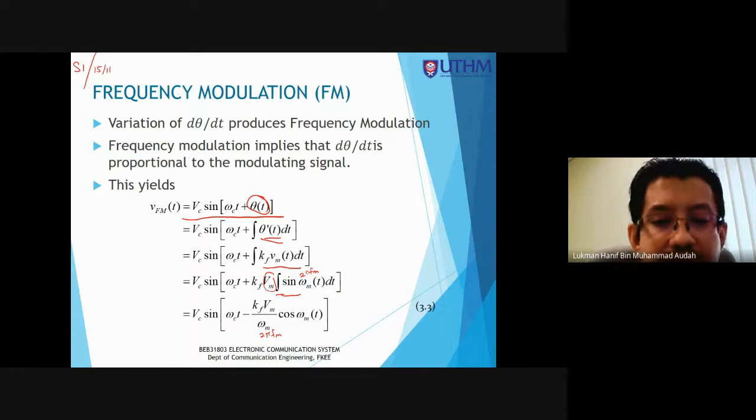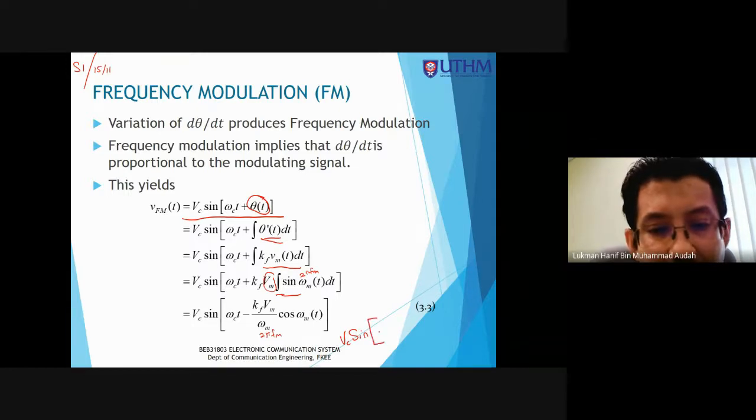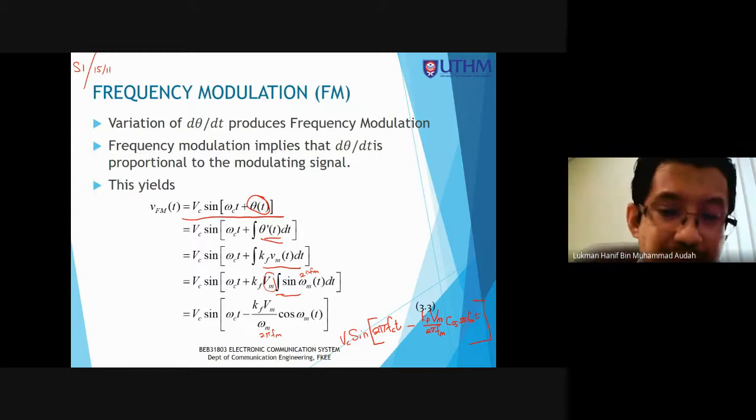So it is actually like this: Vc sin big bracket 2 pi Fct minus Kf Vm over 2 pi Fm cos 2 pi Fmt close big bracket. Selesai.